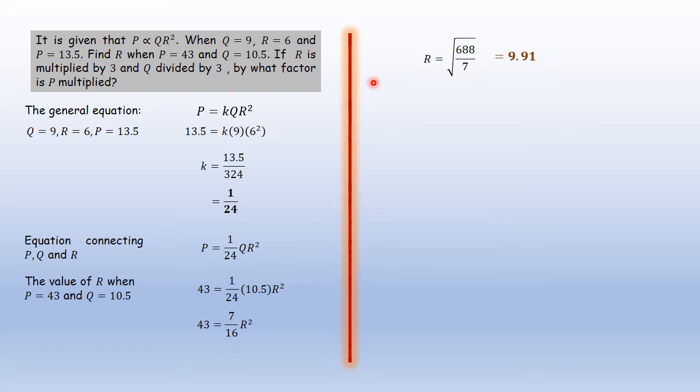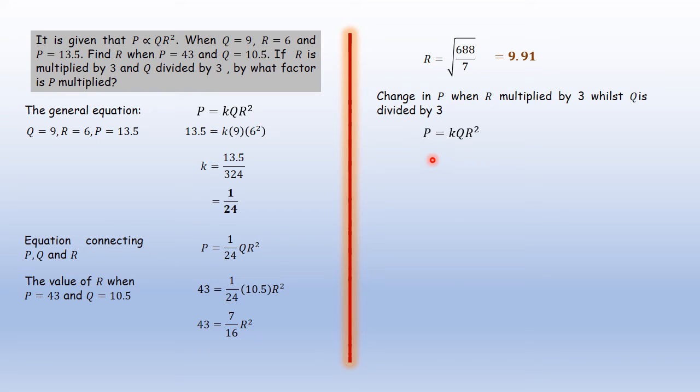Now we're told if R is multiplied by 3 and Q is divided by 3, by what factor is P multiplied? Let's move on to that. This part is interesting. We're going to find questions of this nature in our national exams, often, many times. And so we need to be keen about this. Now, this is what we do.